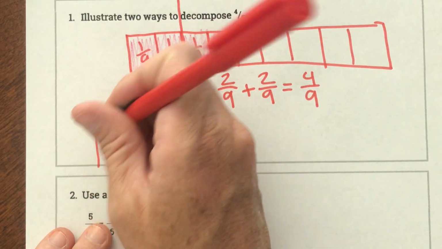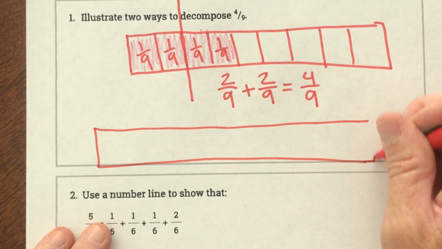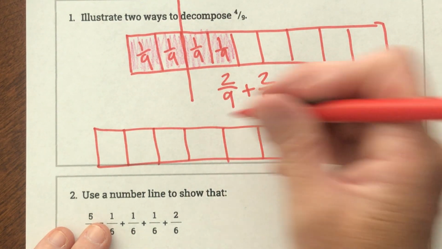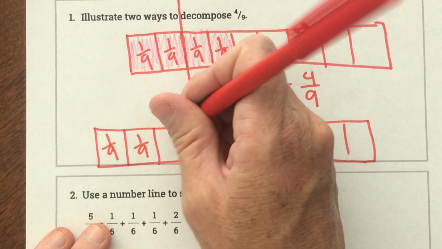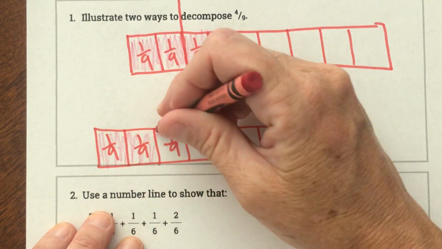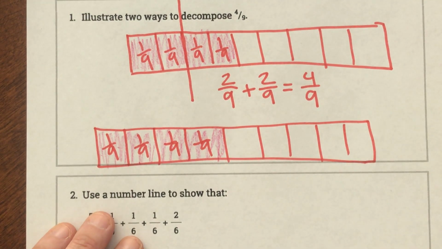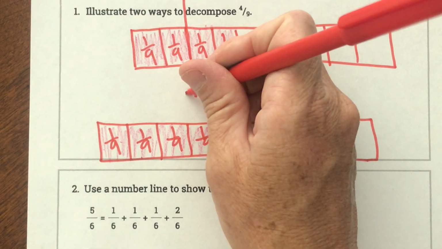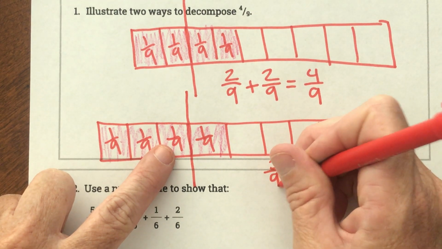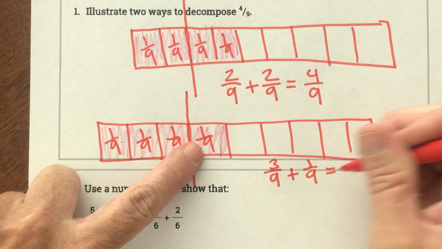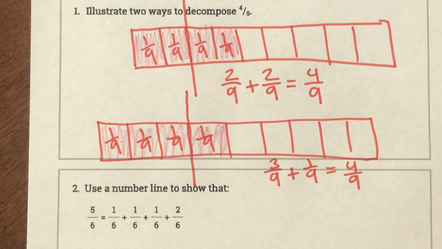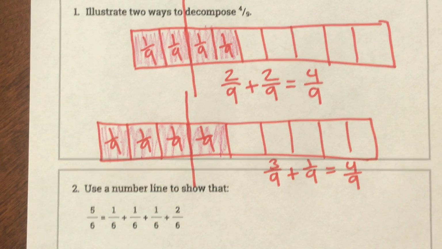Okay, I also could have done it differently. Let me draw it again. And I have 4/9. So this is what I have. So instead of decomposing it right there in the middle, I could have decomposed it here. And I could have said I have 1, 2, 3/9 plus 1/9 equals 4/9. So again, my numerator of 4 was what I decomposed or broke up into the 3 plus 1.